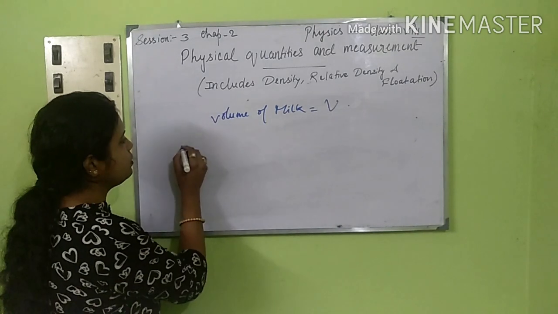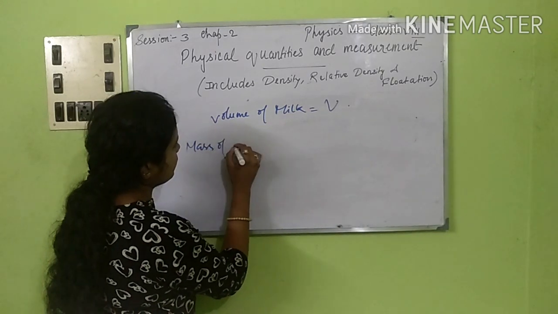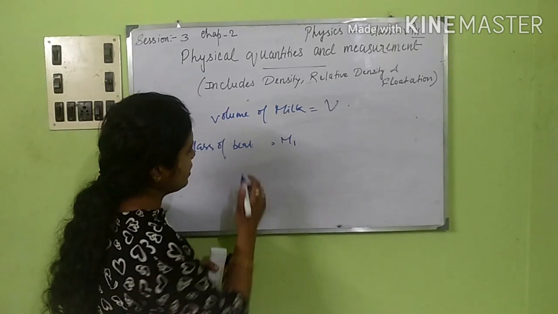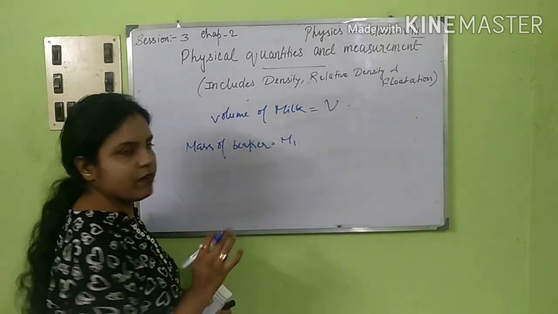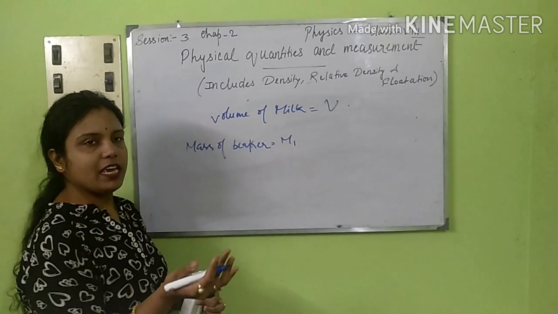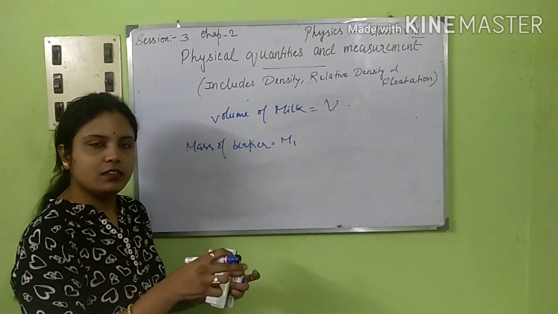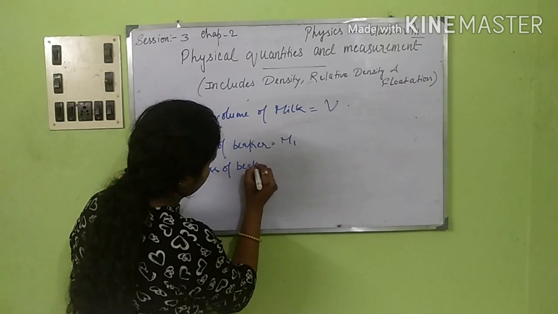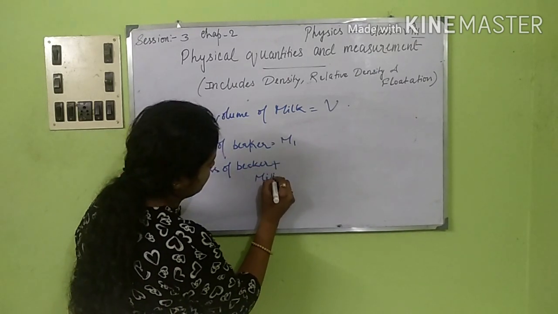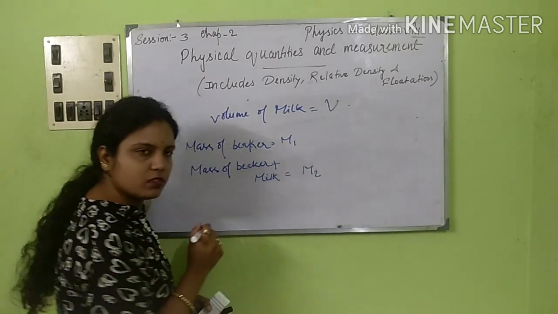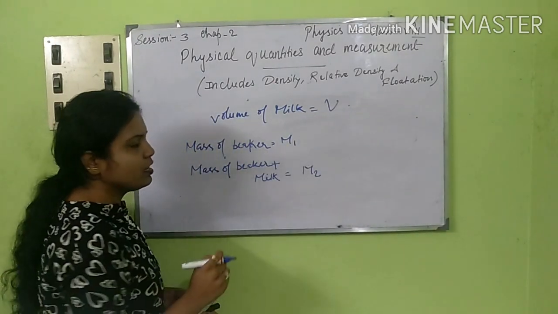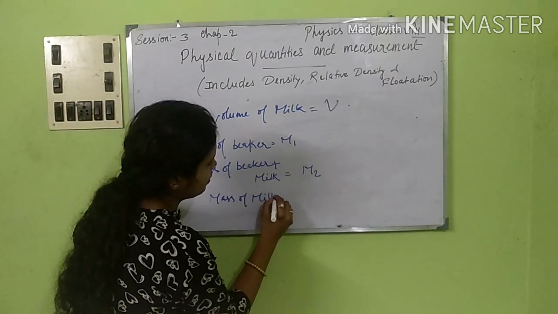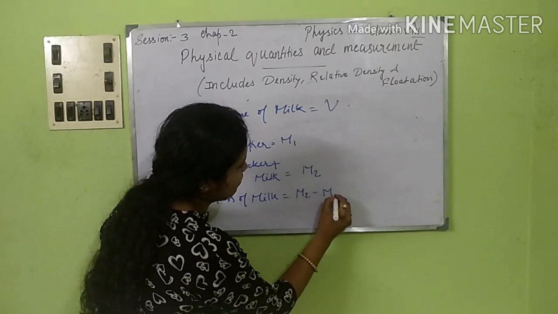Suppose you are getting the mass of the beaker as m1. Let me write it nicely, otherwise you will not be able to understand. Beaker is equal to m1. And after you take the liquid, or the milk, in the beaker, you get mass of beaker plus milk equal to m2. So if we subtract these two, hopefully you are going to get the mass of the milk. So mass of milk equals m2 minus m1.